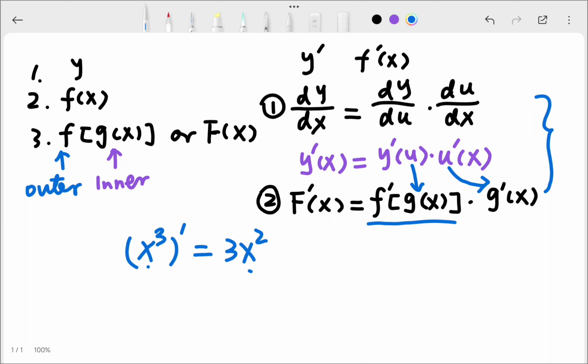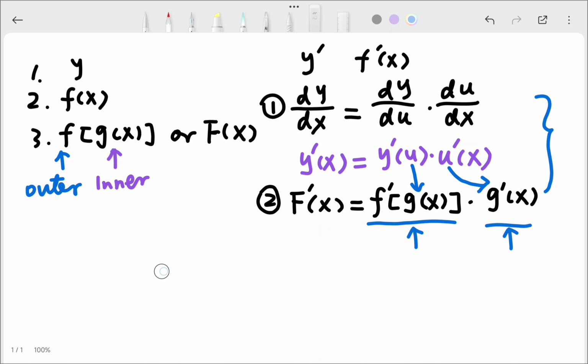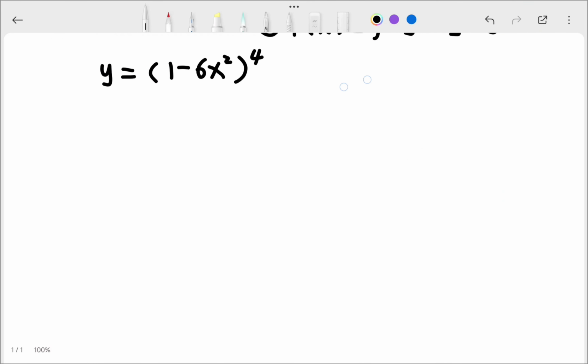Now, back to the formula. g(x) could be an expression about x. It's very tempting to do something about it, but please don't when you try to figure out the derivative of this. You only differentiate g(x) in the second part of the formula. Okay, let's have a look at an example. Feel free to pause the video and give it a go.